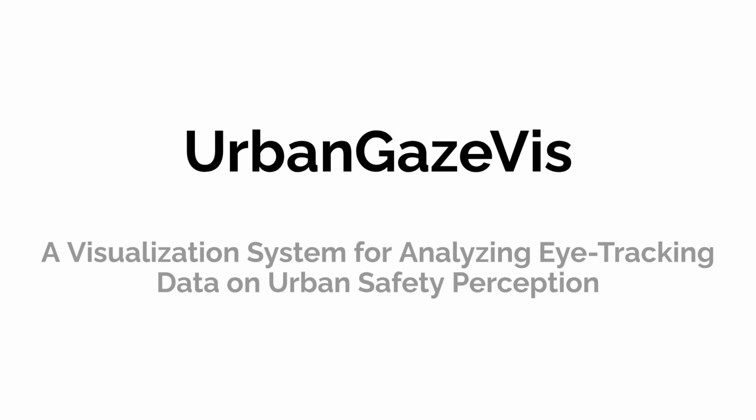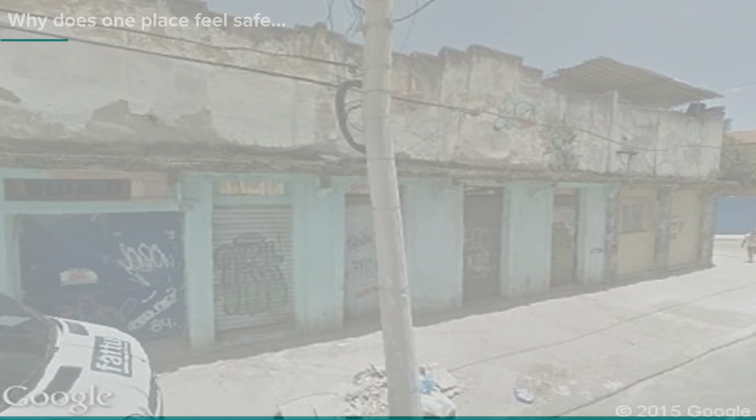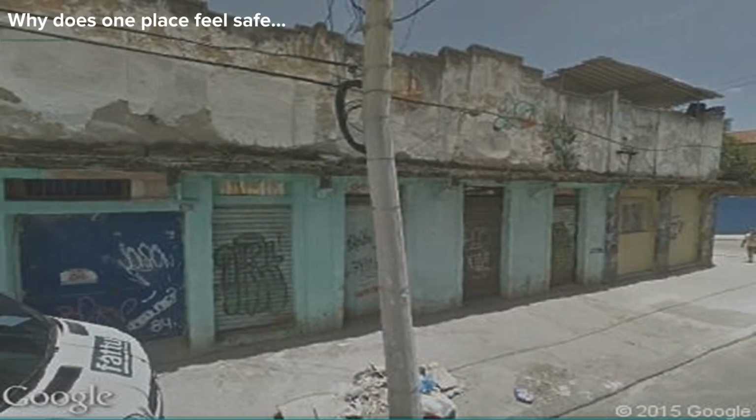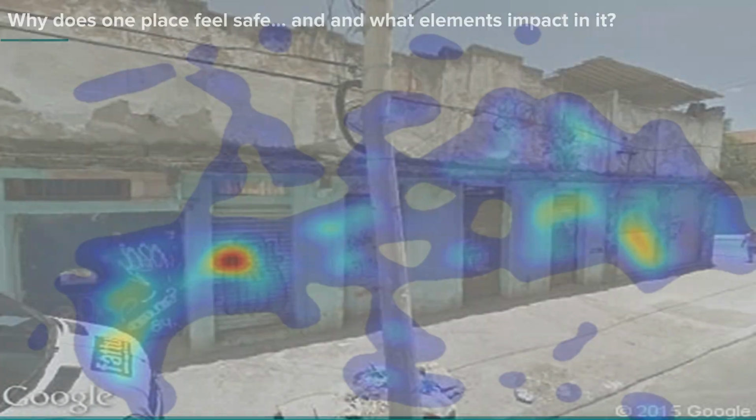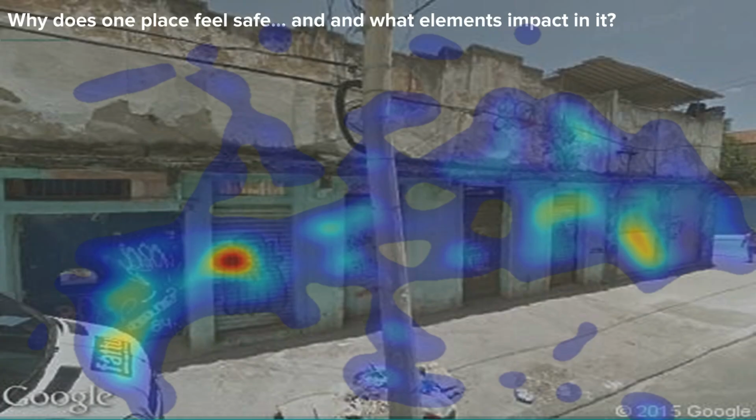Hello everyone. I am presenting UrbanGazeVis, a visualization system designed to analyze the relationship between eye tracking data and urban safety perception. Urban safety perception is a complex human judgment. We often wonder, why does one street feel safer than another? Traditional theories suggest that visual cues are key. But which elements truly impact this perception? Is it architecture, lighting, or greenery? Identifying these drivers is crucial for urban design.